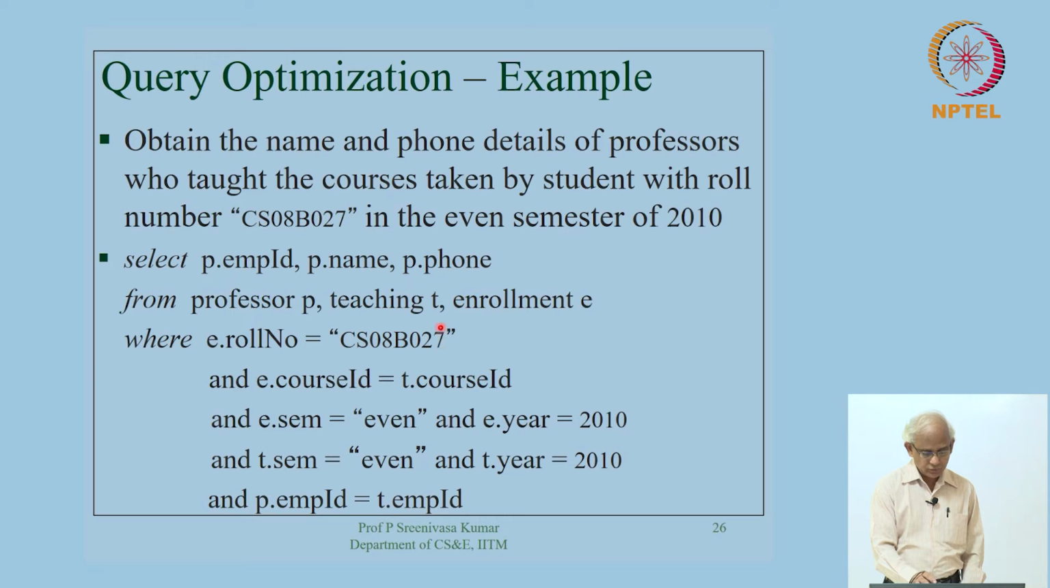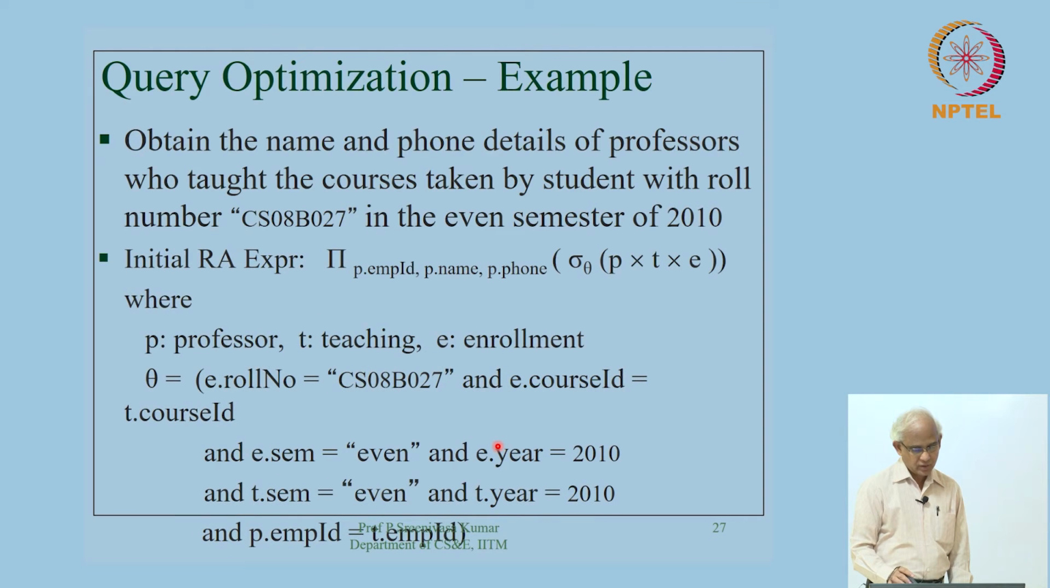Okay. So this is how typically the where condition is specified, right? We do not distinguish between which of these things are join conditions and things like that, but one can actually figure them out. So the initial relational algebra expression that we will write will be simply like this.